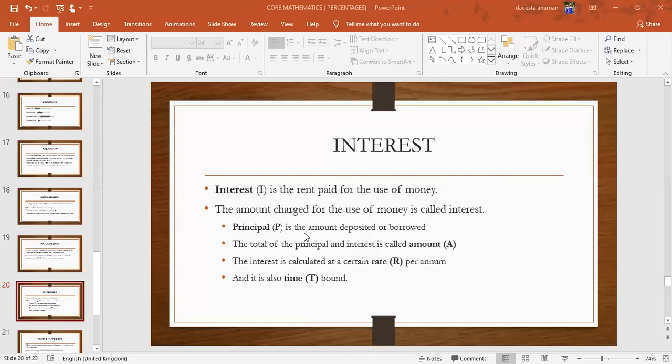Now, interest. Interest is the rent paid for the use of money. When you go and deposit your money in the bank, the bank rents your money. They use your money to do business, and after some time they will pay you back your money. When they are paying you back, they have to pay interest on the money that they have used, because they took your money and made money out of it.